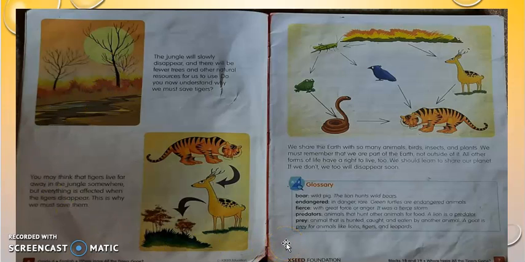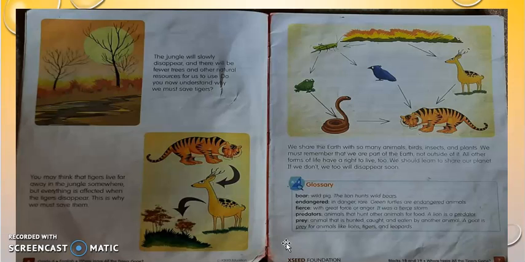Let's have a short discussion before I end today's class. So my first question is, what is the essay about? What is today's topic about? So today's topic is about saving tigers, right? Why should we save tigers? We should save tigers because they are very important. They are part of the food chain. If we kill tigers, we are also going to suffer in the long run.